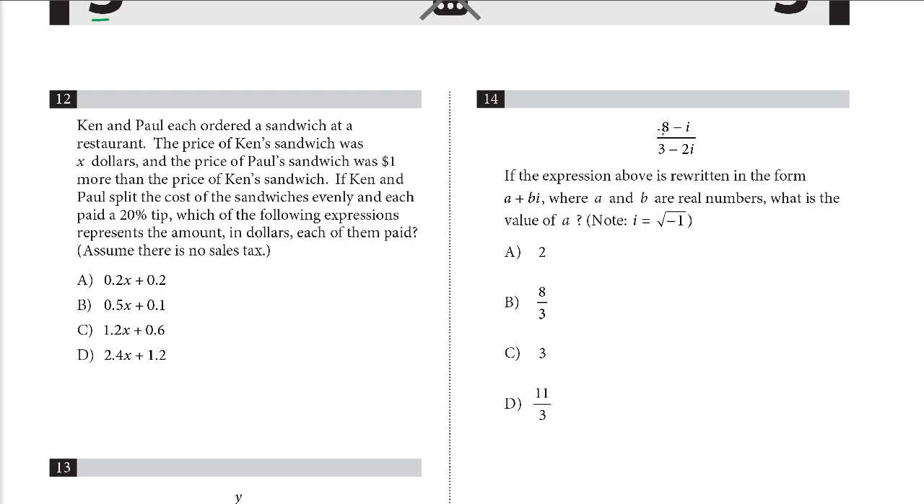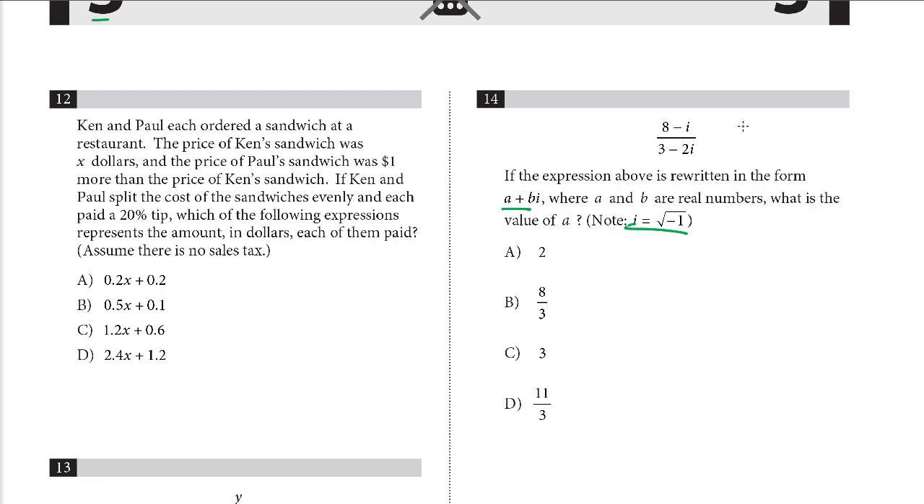Okay, number 14. 8 minus i divided by 3 minus 2i, where i is the imaginary number, which is equivalent to the square root of negative 1. If the expression above is written in the form of a plus bi, where a and b are real numbers, what is the value of a?